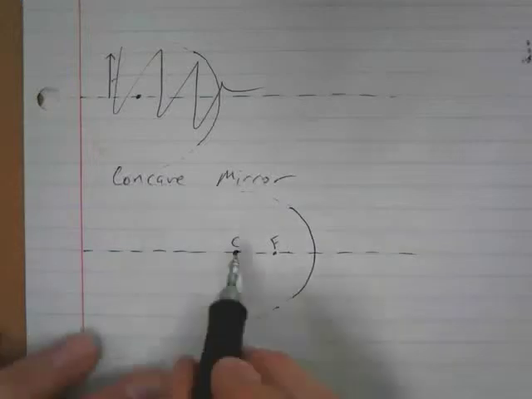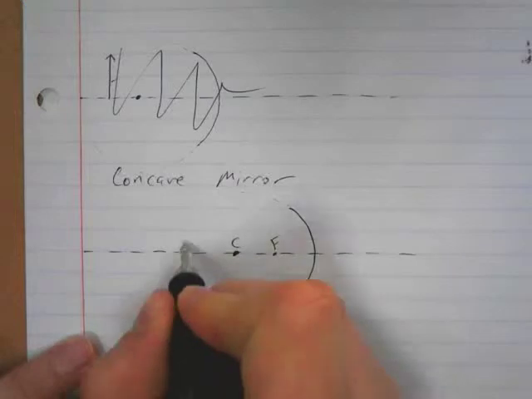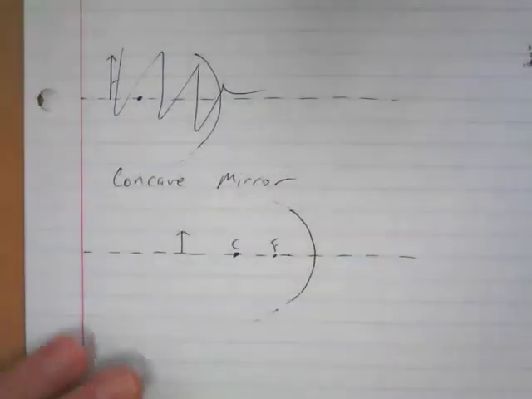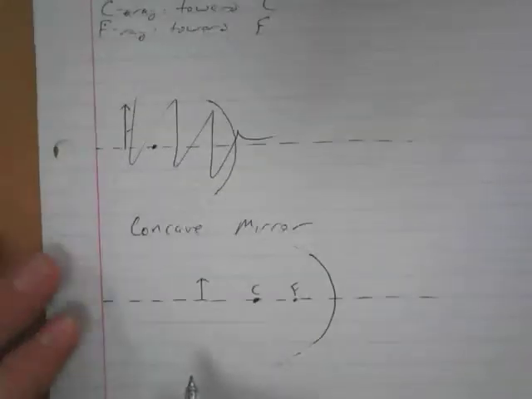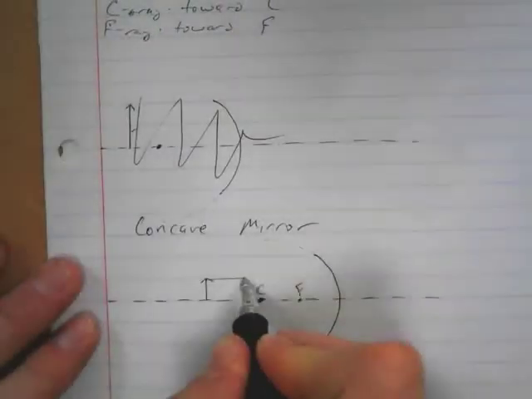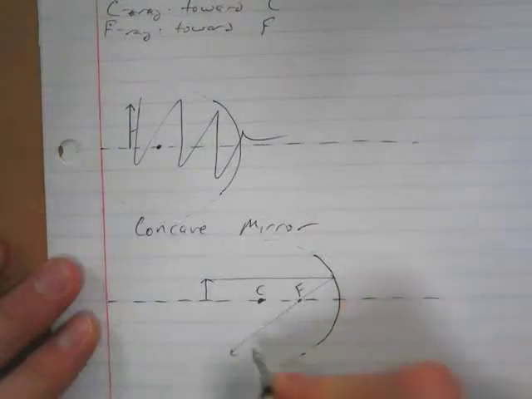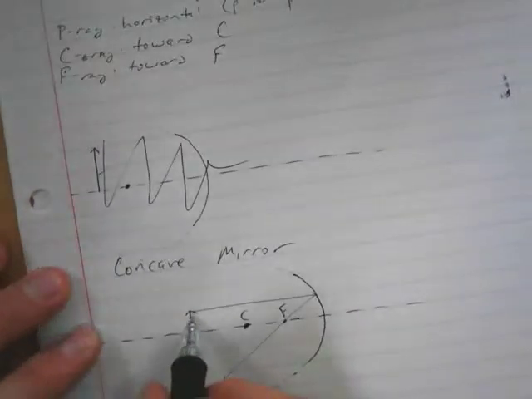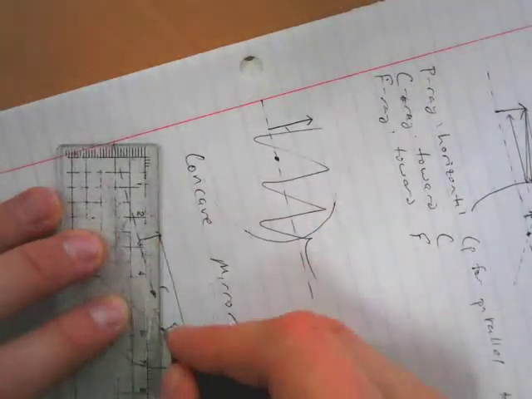The first we're going to look at is for an object that is out beyond the center of curvature. So we'll say we're out here. We perform the same ray tracing shenanigans. We've got our P ray, which goes out horizontally and bounces back toward the focus. We have our F ray that goes through the focus and comes off horizontally.